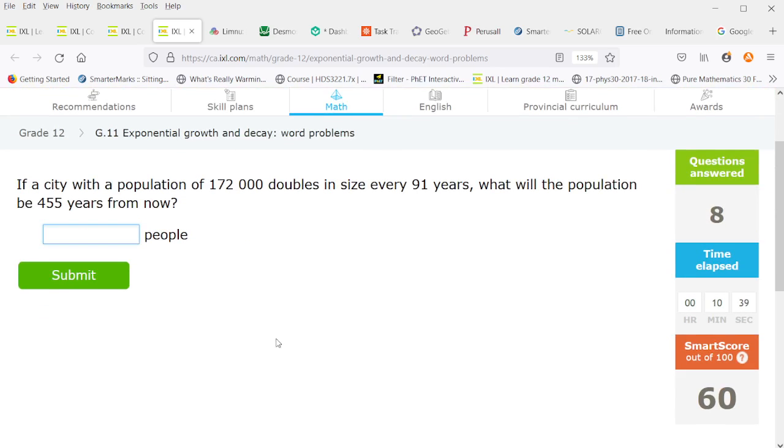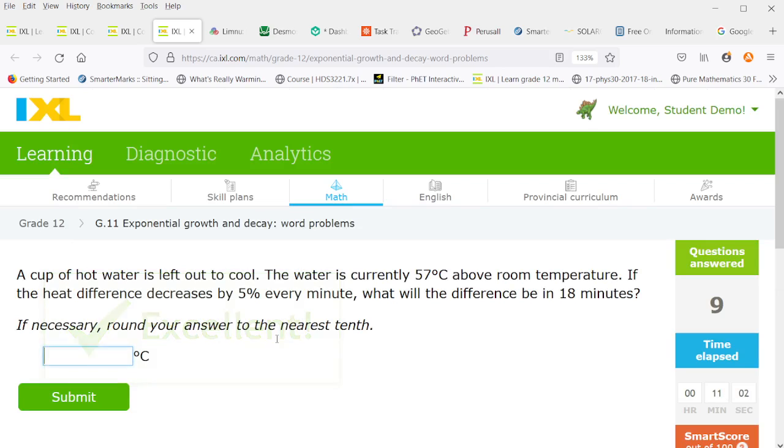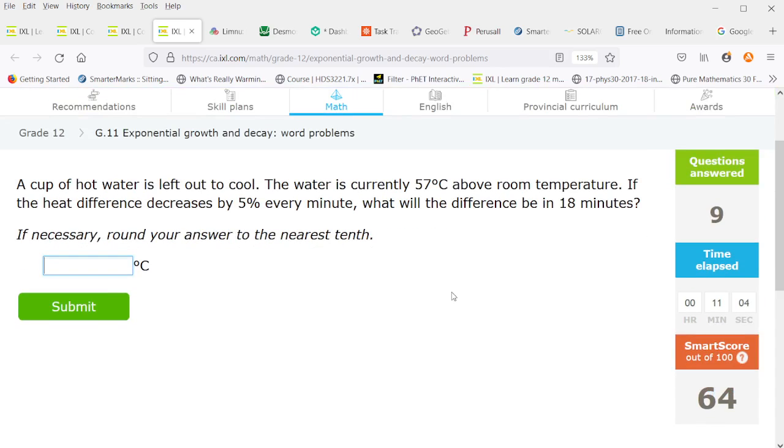So if a city with a population of 172,000 doubles every 91 years, what will the population be 455 years from now? That is 5 doubling periods, so that's 2 exponent 5. So that's 5,504,000 people. It's a rapidly growing city.